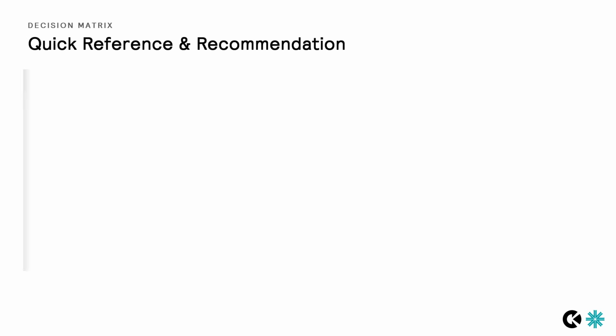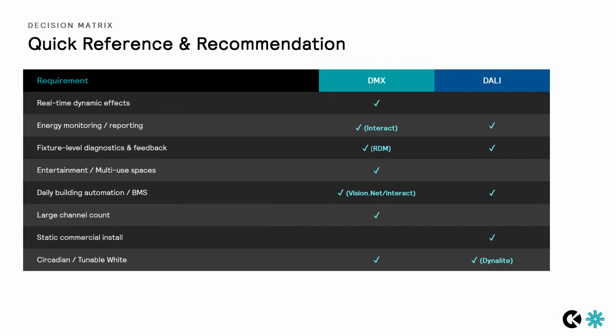The decision matrix provides a practical framework for selecting the right protocol. Throughout this presentation, we have seen that DMX and DALI were designed for different priorities. DALI excels at operational lighting, while DMX excels at experience-driven lighting. That is why many successful architectural projects use both technologies together. The question is often not whether to use DMX or DALI, but where each technology should be applied within the project.